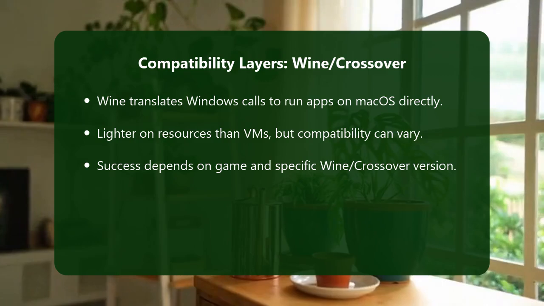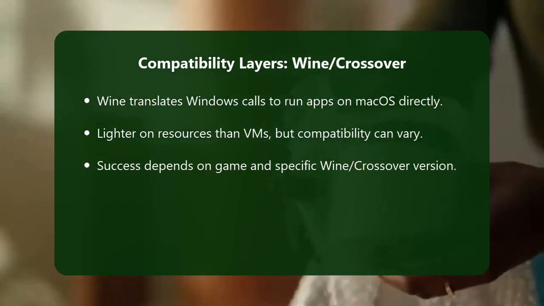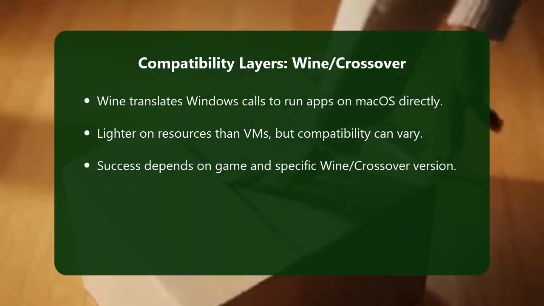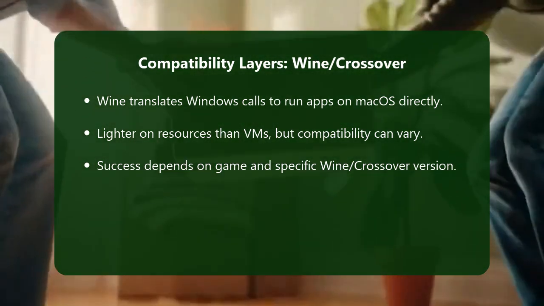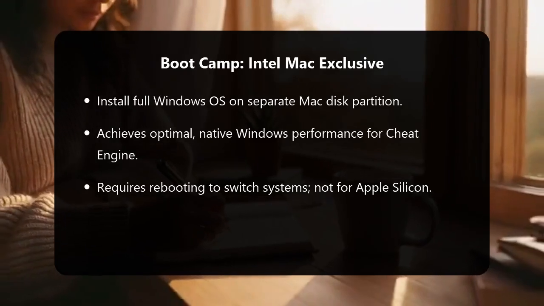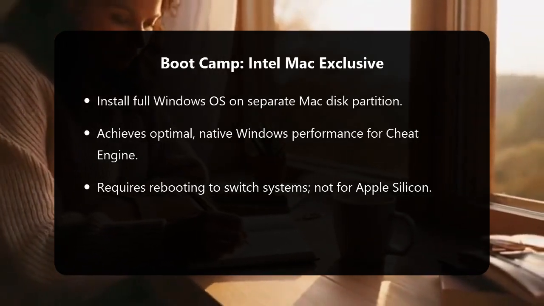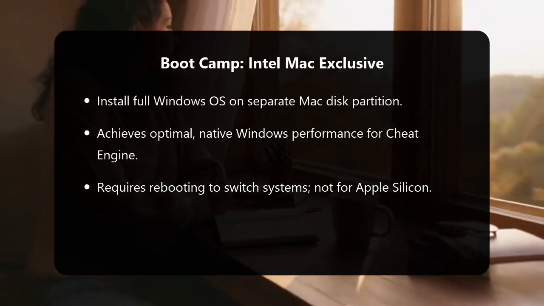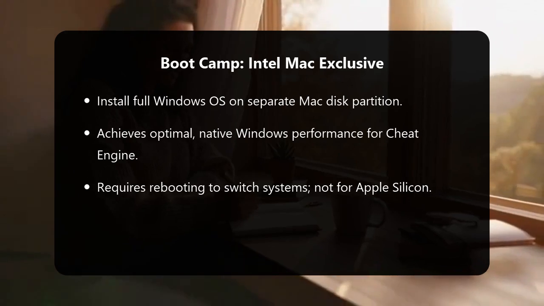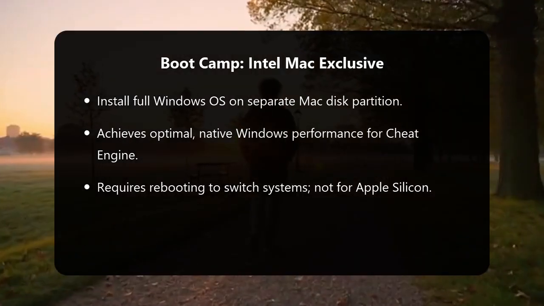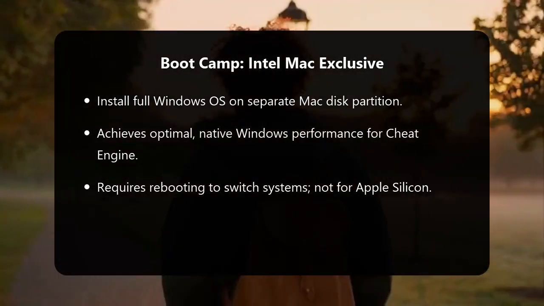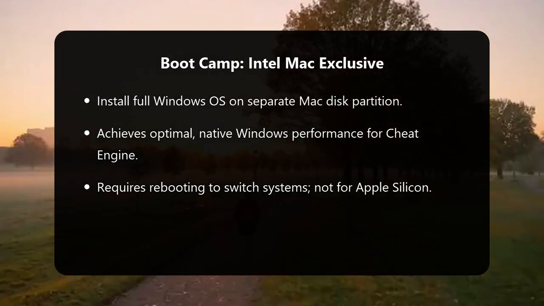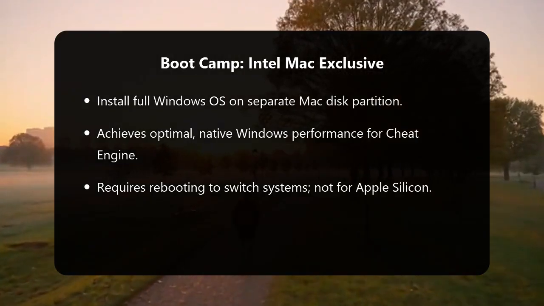For Intel-based Macs, Boot Camp offers the most native performance. M1/M2/M3 Apple Silicon Macs cannot use this method. Boot Camp is Apple's utility that allows you to install a full, separate version of Windows onto your Mac's hard drive, creating a dual boot system. When you start your Mac, you choose whether to boot into macOS or Windows. When booted into Windows via Boot Camp, your Mac is essentially a Windows PC, leveraging all its hardware resources directly.